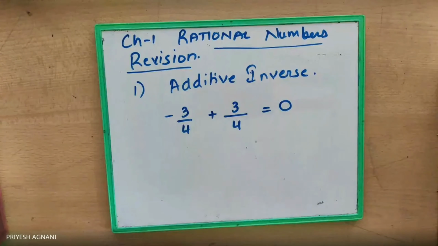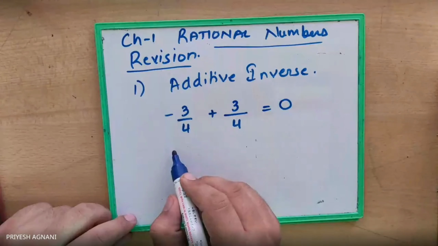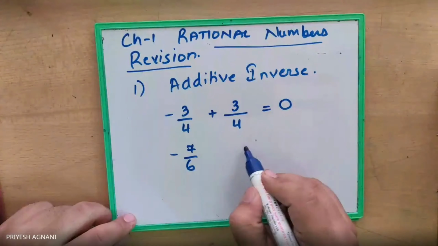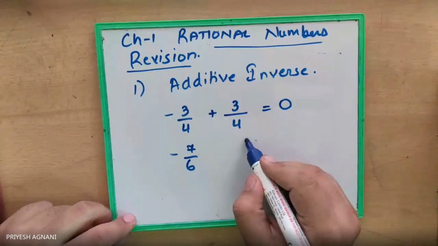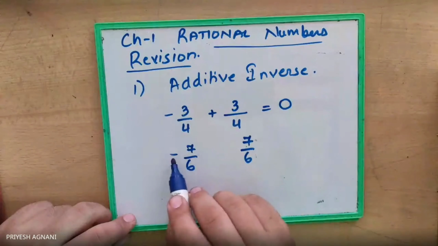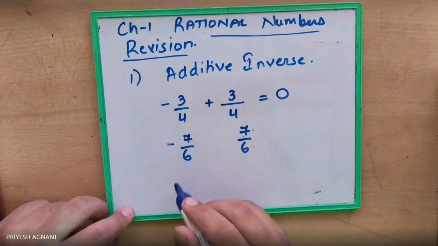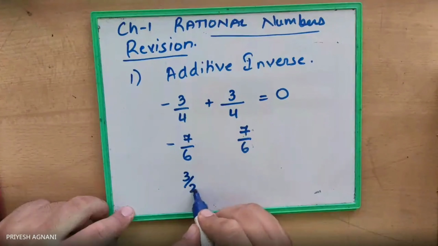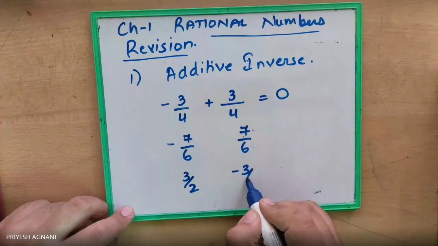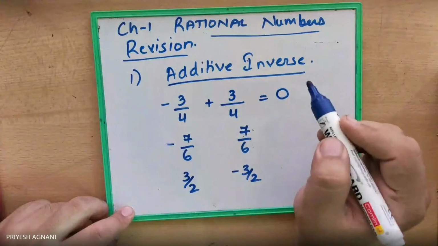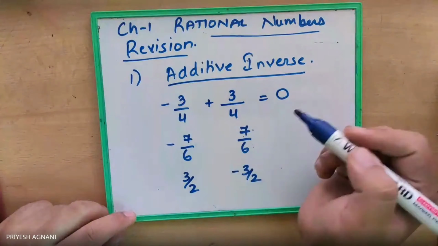Let us take one more example. If we have minus 7 upon 6, the additive inverse will be 7 upon 6. The sign changes. When we have 3 upon 2, it becomes minus 3 upon 2. In additive inverse, just remember one thing, that the sign changes.